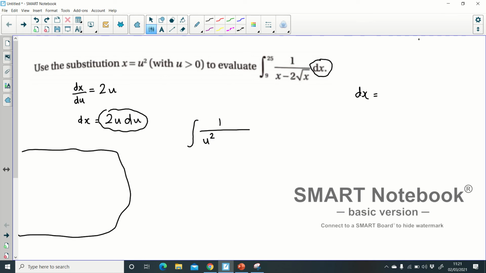Now I also have minus 2 root x. Now, if I was to square root the x, I'd also have to square root the other side. So I actually end up with just minus 2u there. Okay, so this here, by the looks of it, is looking good, but I just need to replace dx with something, and the thing I need to replace dx by is 2u du. So I'm timesing that on the end by 2u with du on the end as well.